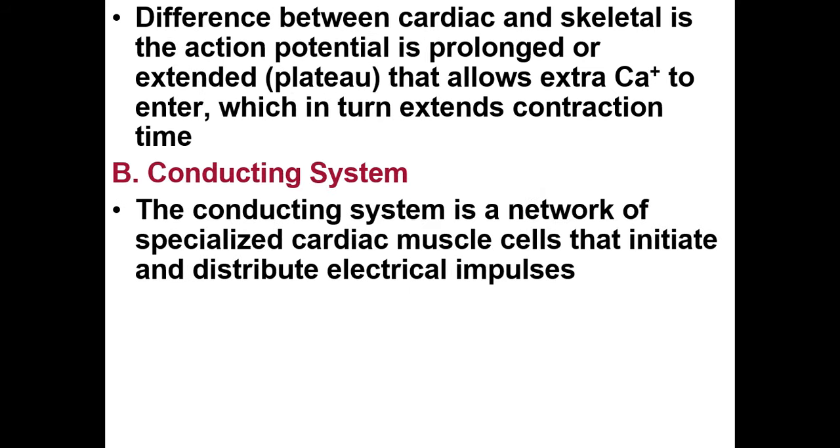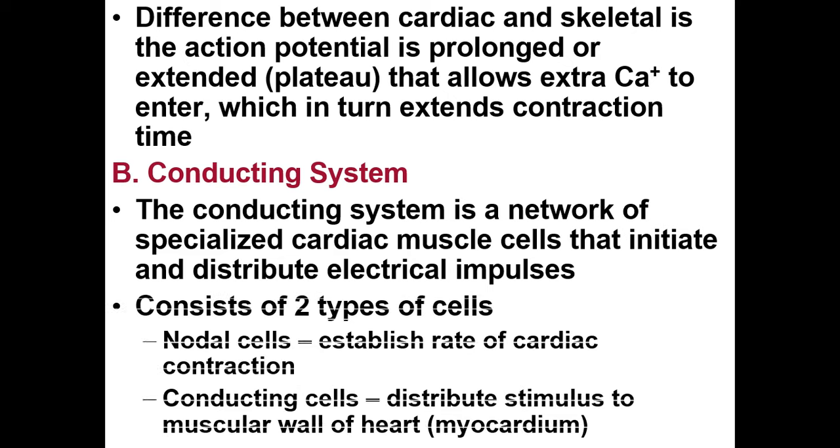Okay, so let's talk about the conducting system now. We've talked about the contractile cells. Let's talk about the conducting system. It's a network of specialized cardiac muscle cells that essentially initiate and distribute action potentials throughout the heart. Those action potentials' sole job is to stimulate the muscle tissue, the contractile cells, causing them to contract and actually push blood around the body.